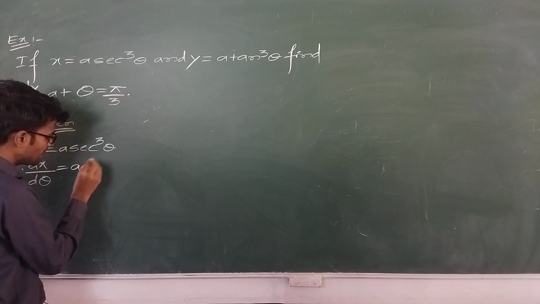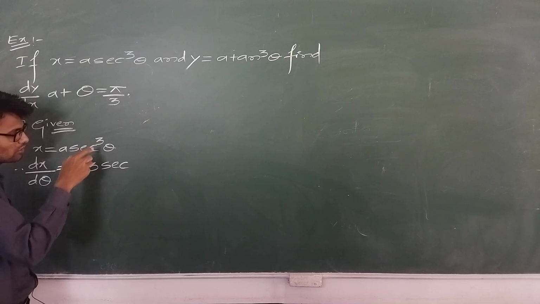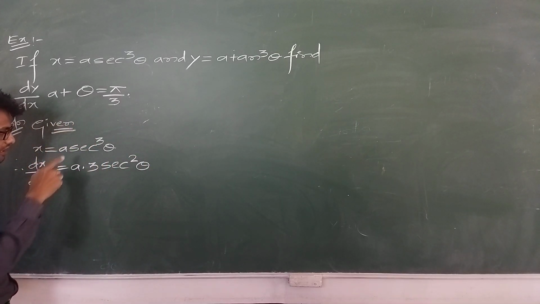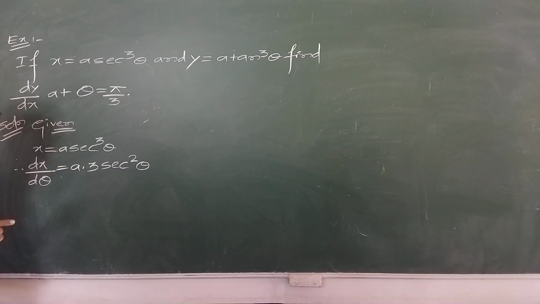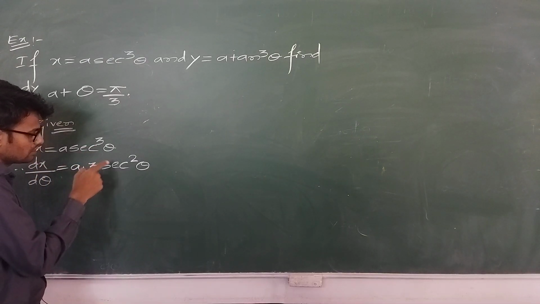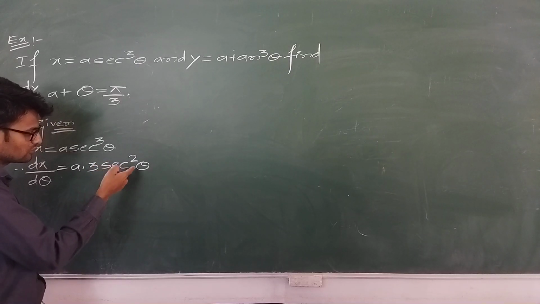Derivative of sec cube theta is 3 into sec raised to 3 minus 1, sec square theta. Alright, I am using the differential of x raised to n formula. The differential of x raised to n is equal to n into x raised to n minus 1. That formula I am using. So derivative of sec cube theta is 3 sec raised to 3 minus 1. So 3 minus 1 means 2.